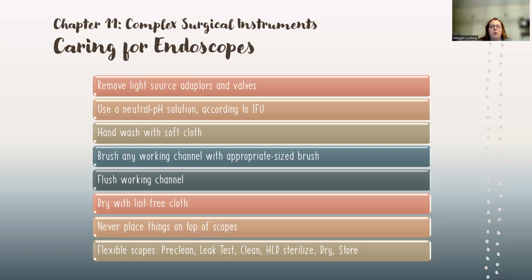And then with the flexible endoscopes specifically, these are the steps down here on this last one that you need to follow. First, you have to pre-clean, and then you're going to perform a leak test to make sure there's no leaks along the tubing. Then you can clean it according to IFU. You're going to use a high-level disinfectant to clean, dry, and then you can store it.